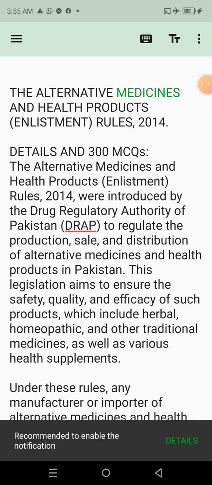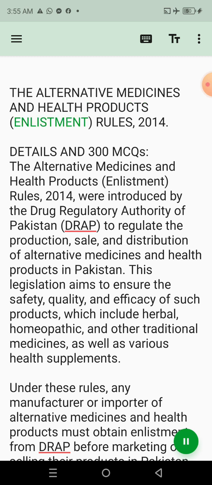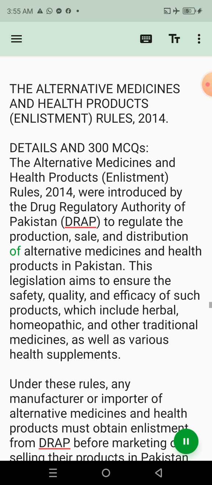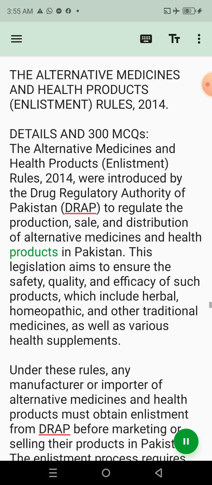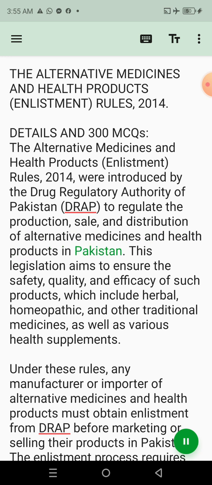The Alternative Medicines and Health Products Enlistment Rules, 2014. Details and 300 MCQs. The Alternative Medicines and Health Products Enlistment Rules, 2014, were introduced by the Drug Regulatory Authority of Pakistan (DRAP) to regulate the production, sale, and distribution of alternative medicines and health products in Pakistan.